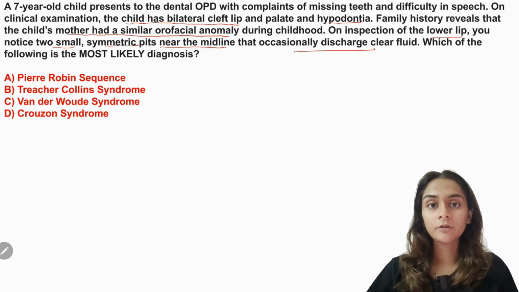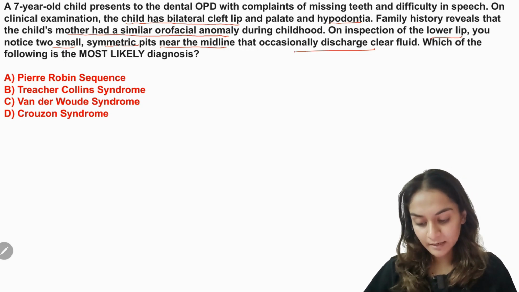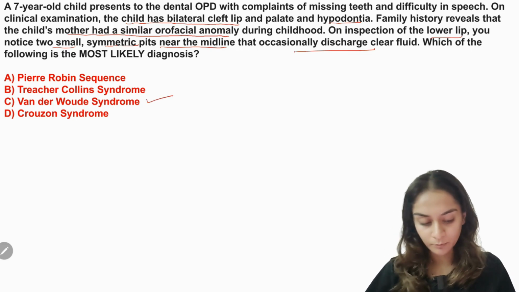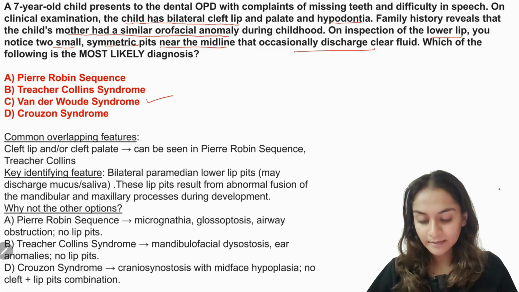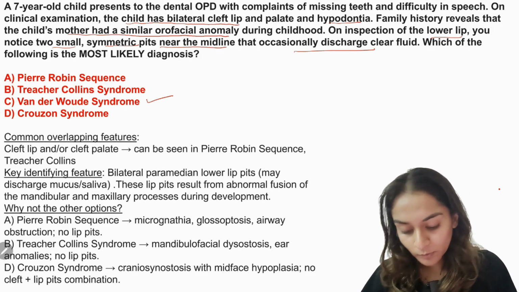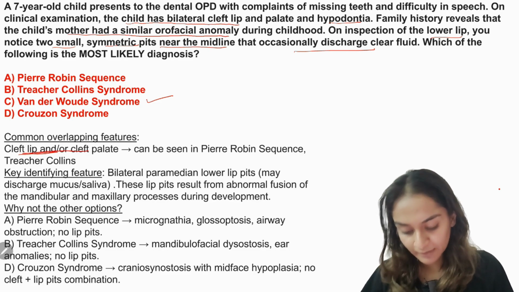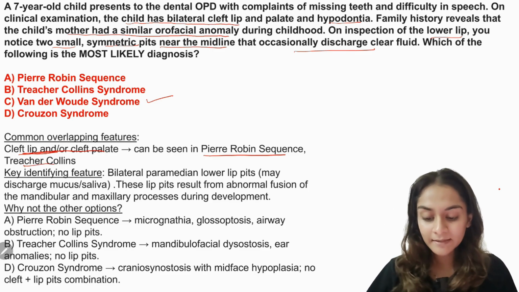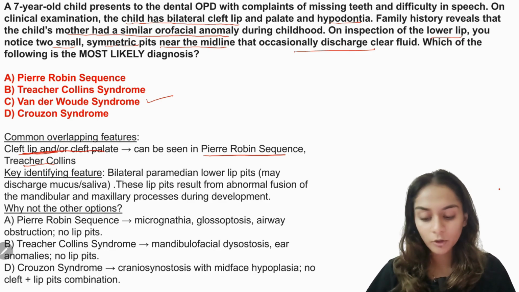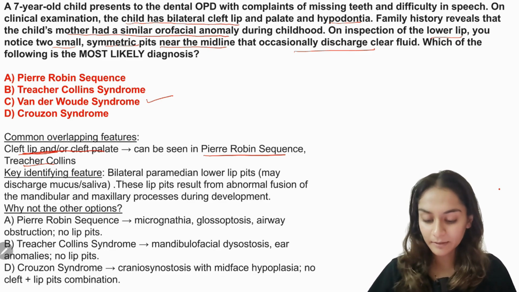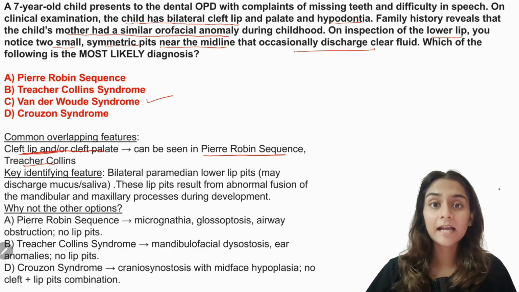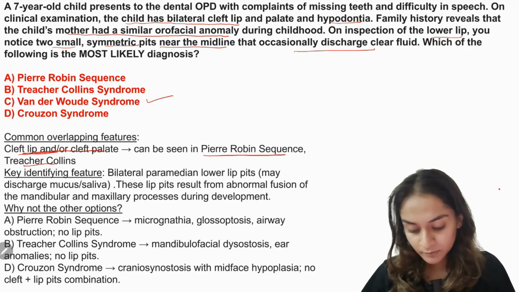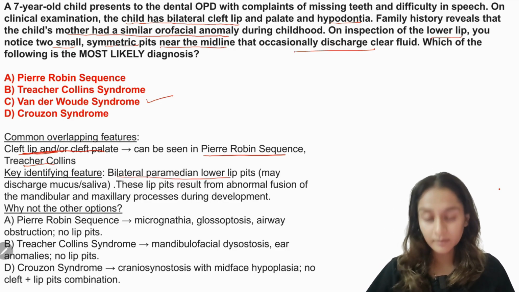Now you have to narrow down to the answer. So the correct answer is Van der Woude syndrome. Now let us understand why that is the correct answer. The common overlapping feature is cleft lip and palate, which can be seen in both Pierre-Robin and Treacher-Collins. So you might get confused and think it could be Pierre-Robin or Treacher-Collins because of cleft lip and palate. But the key identifying feature that narrows down your answer to Van der Woude syndrome is the bilateral lower lip pits. The lip pits are the hallmark of this syndrome.